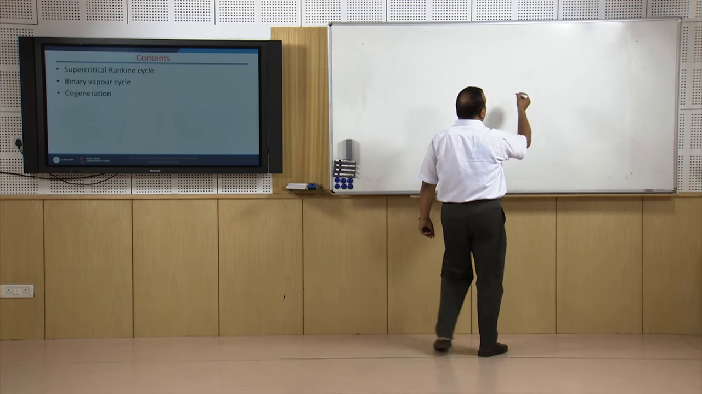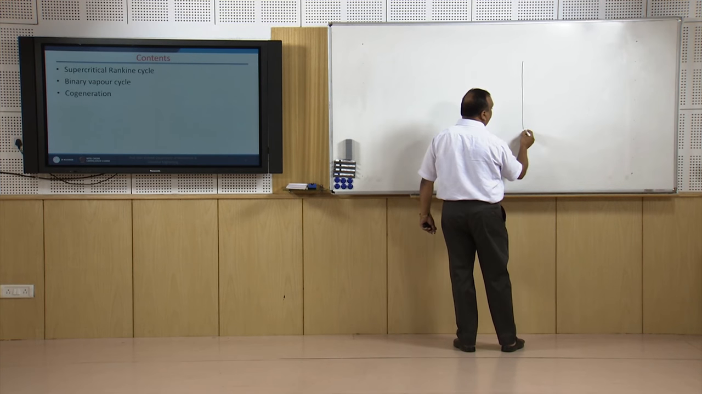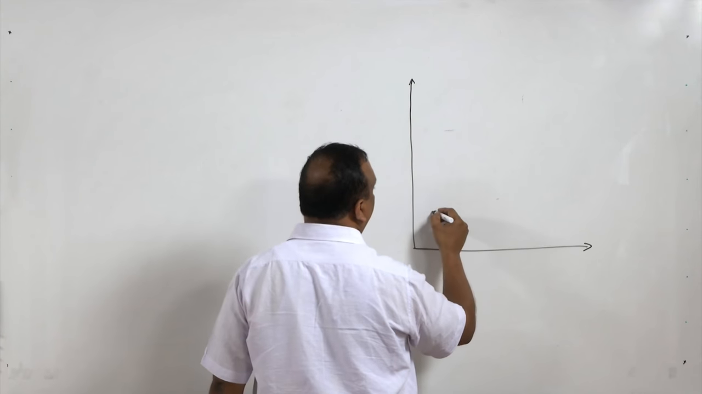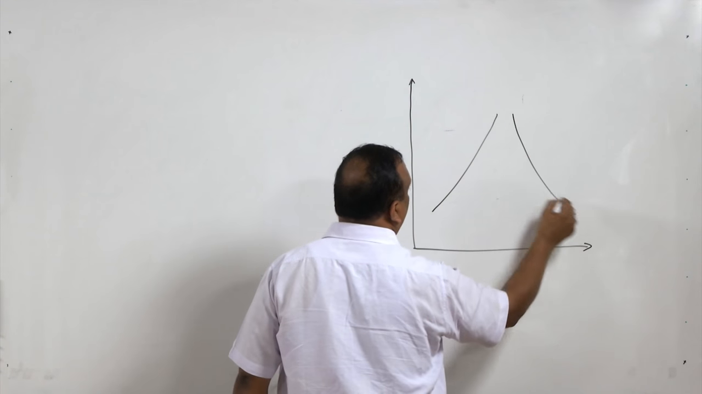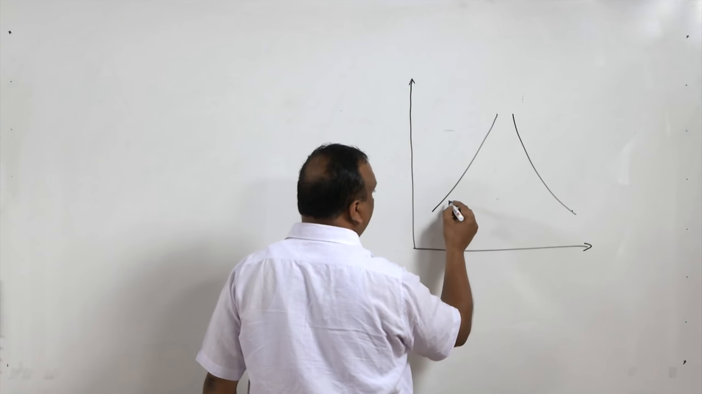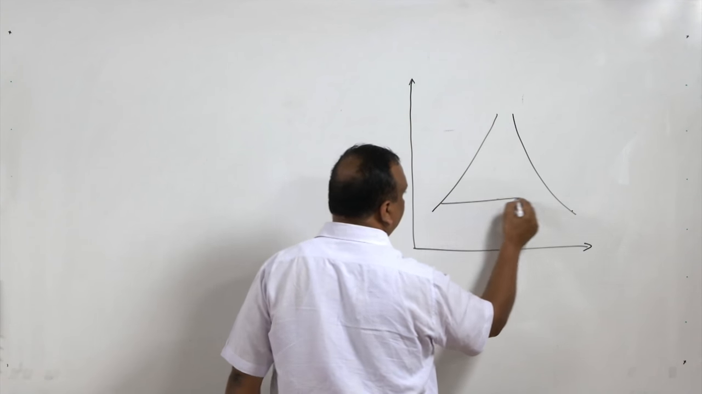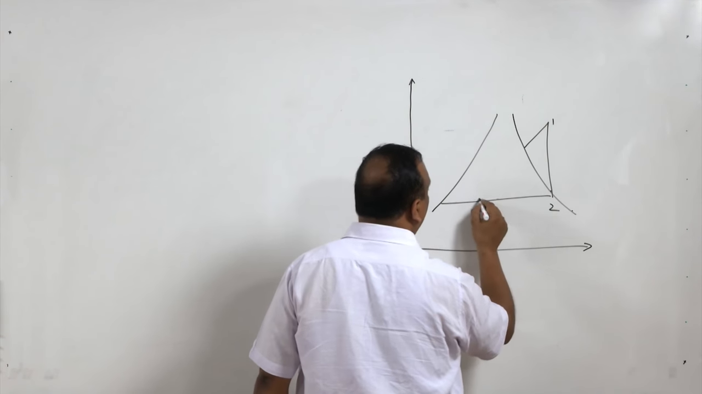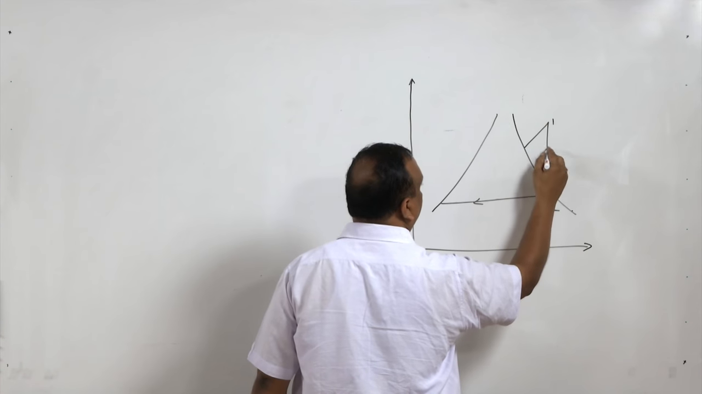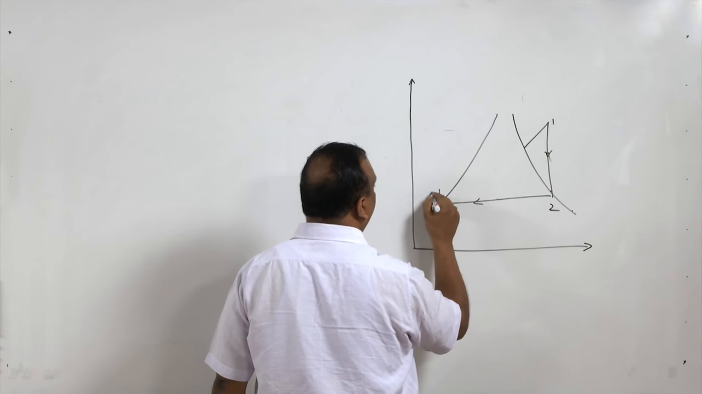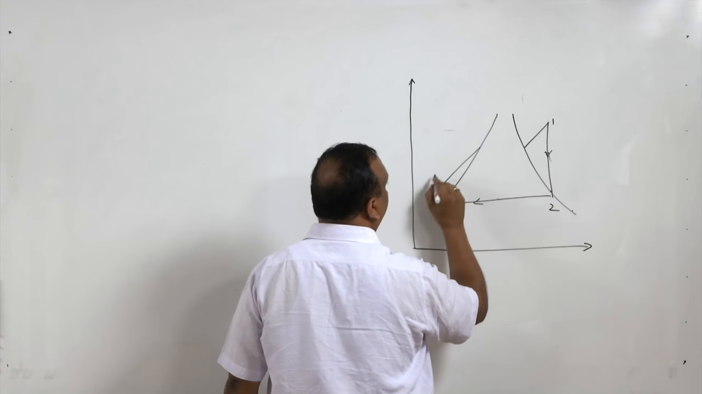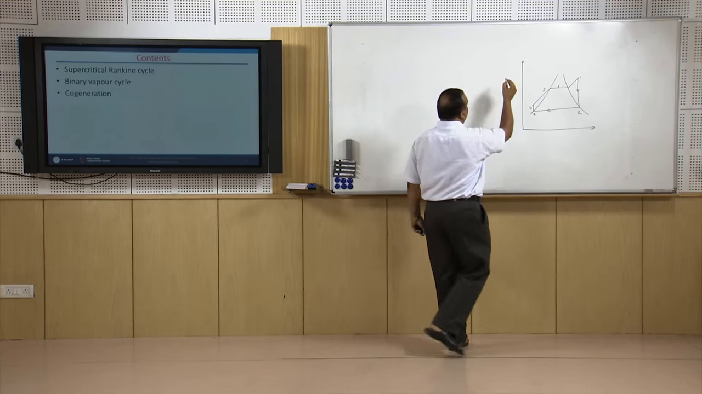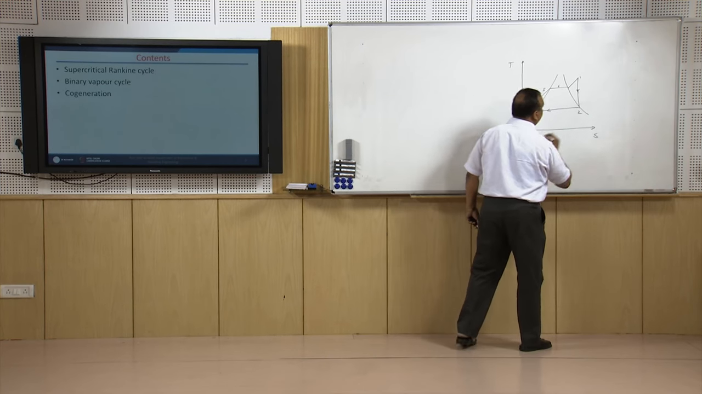In the last lecture, we discussed that when we increase the boiler pressure of a Rankine cycle, the efficiency of the cycle improves. So, this is a typical superheated vapor Rankine cycle, with points 1, 2, 3, 4 and then 5 and 6. This is temperature and entropy.